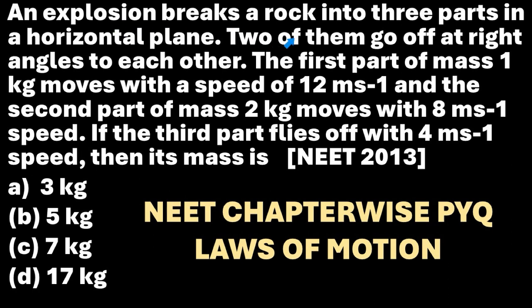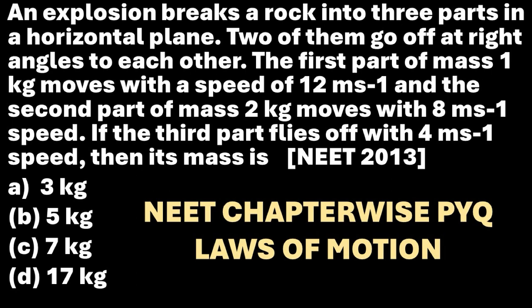So, an explosion breaks a rock into three parts in a horizontal plane. Two of them go off at right angles to each other. The first part of mass 1 kilogram moves with a speed of 12 meter per second, and the second part of mass 2 kilogram moves with 8 meter per second. If the third part flies off with 4 meter per second speed, then find its mass.